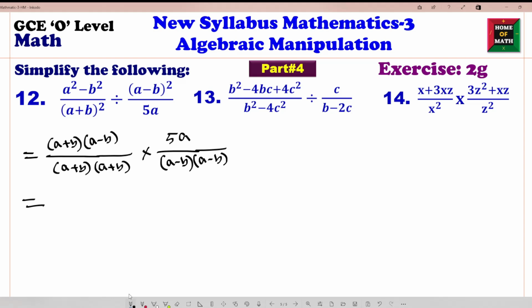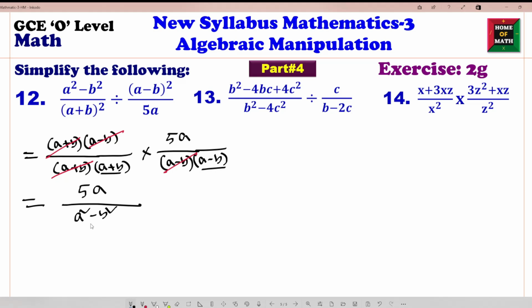Now here a minus b we can cut, and here a plus b we can cut. So our answer is, here is left 5a, and here a plus b and a minus b we can write as a square minus b square.